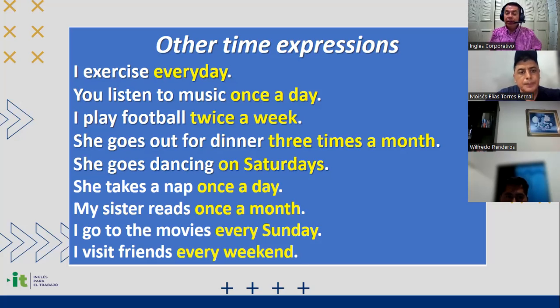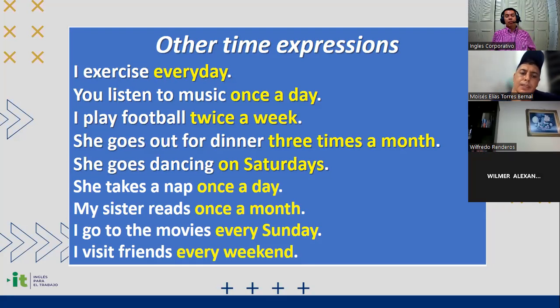Okay, very good. So who's going to help me reading? Moises, please read all the sentences again. I exercise every day. You listen to music once a day. I play football twice a week. She goes out for dinner three times a month. She goes dancing on Saturday. She takes a nap once a day. My sister reads once a month.